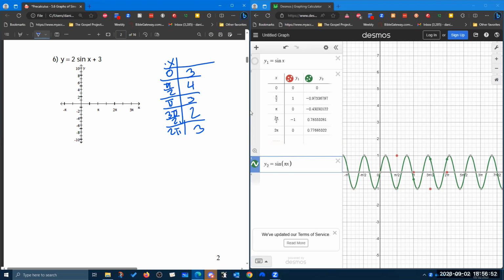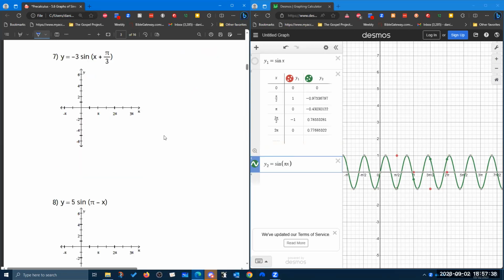Let's see. Nope. Hang on. 1 times 2 plus 3 is 5. Negative 1 times 2 is negative 2 plus 3 is 1. There we go. So 0, 3, pi over 2, 5, pi, 3, 3 pi over 2, 1, 2 pi, 3, and the cycle is going to keep repeating like that. So it looks like so.